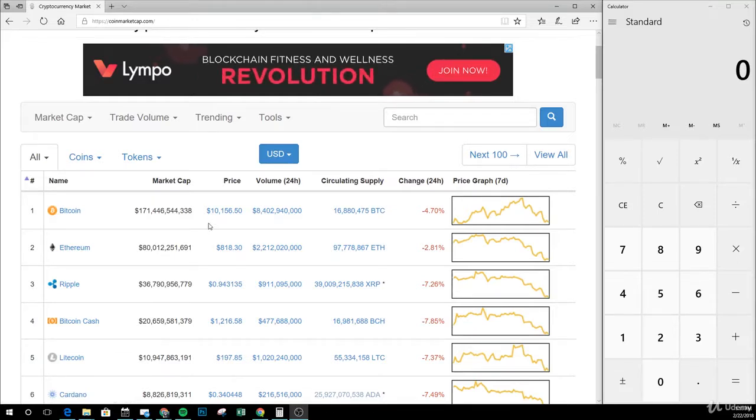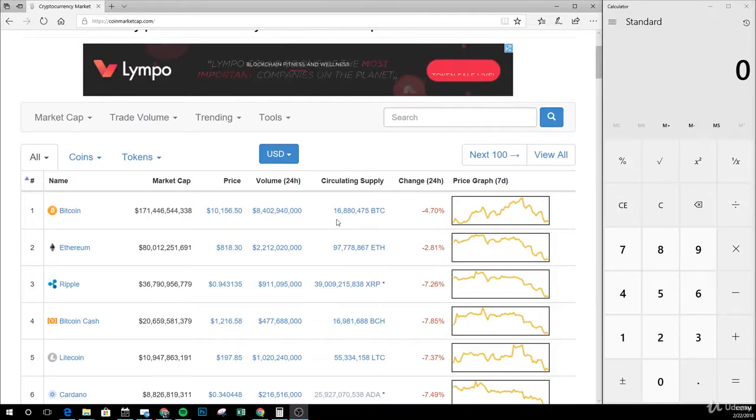At the time of this recording, the price of Litecoin is $197.85. And then the price of Bitcoin is way higher at $10,156.50. And of course, as you can imagine, the mainstream media loves to make a big deal about how high the price of Bitcoin is. But the price only means so much, and that's because the supply of Bitcoin is a lot smaller.